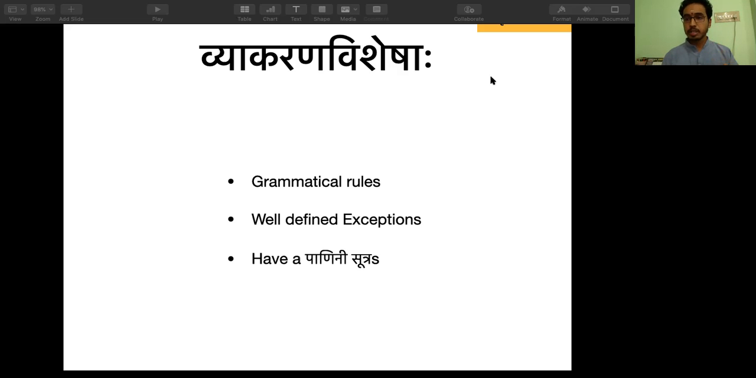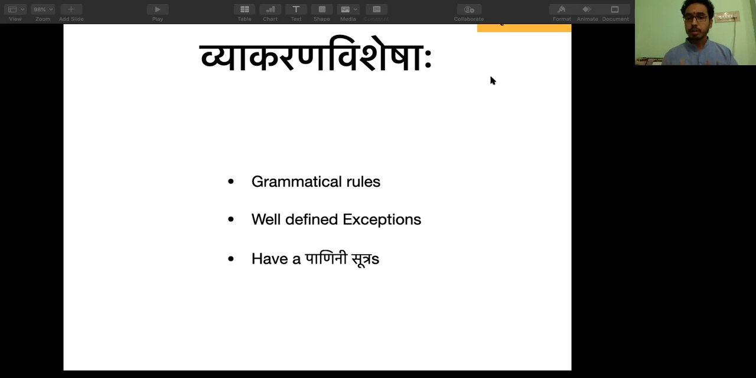The second one is actually more unique, well-defined exceptions. So if there are exceptions that are against rules, so there may be some rule that we are following. For example, Rajan Shabda is Nakaranta Pullinga. Raja, Rajanau, Rajanah. But there is an exception wherein when you use Rajan Shabda in a samasa, for example, Maharaja, Mahan Chasau Rajacha. You will learn samasa at a later stage. But if Rajan Shabda is used in a samasa, then the end word that you will get will become Akaranta instead of Nakaranta. So such exceptions are also given.